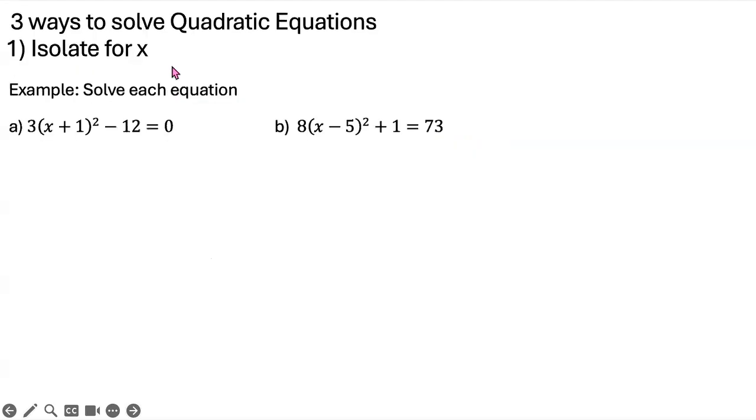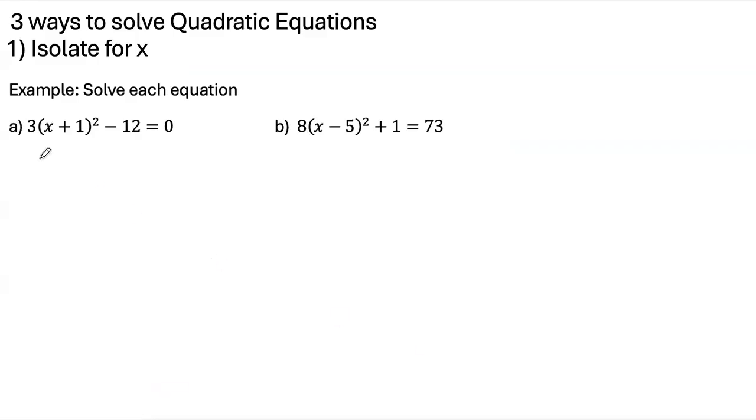To be able to isolate for x, we need to have a quadratic that's written in vertex form. So you can kind of look at both of these. They are in vertex form. The vertex form allows you to isolate for x. So let's see how we would solve the first one.